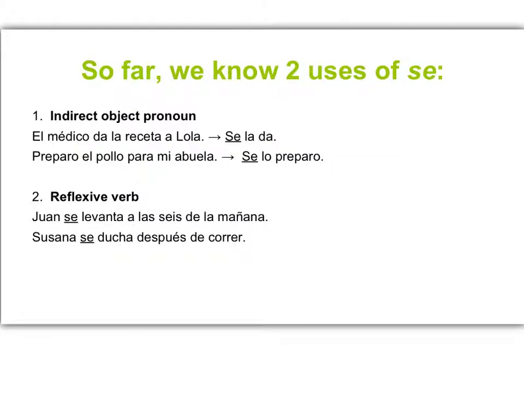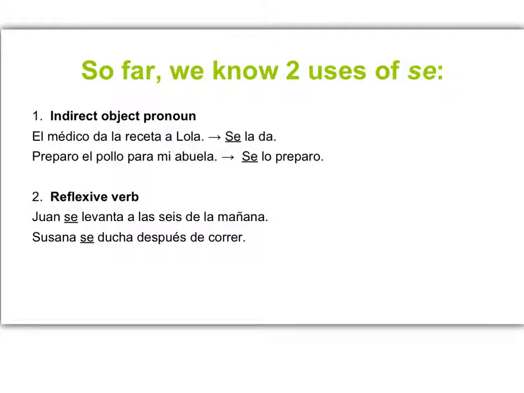Bueno, so far we officially know two uses of sé. One is when it's used as an indirect object pronoun, like in this kind of situation. El médico da la receta a Lola. The doctor gives the prescription to Lola. That's a sentence that can be shortened down to se la da. He gives it to her. The it being the prescription and the se being to her, the indirect object.